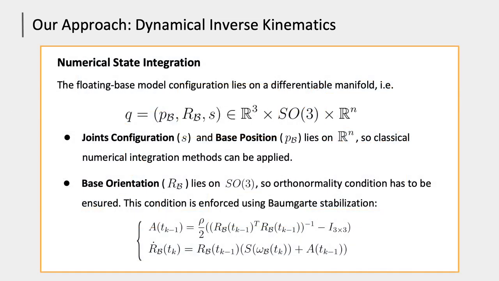The model configuration is determined by its base position and orientation and the configuration of the joints. Base position and joints configuration can be integrated using classical numerical methods. Since the base orientation lies on SO(3), we use Baumgarte stabilization in order to enforce the orthonormality condition.